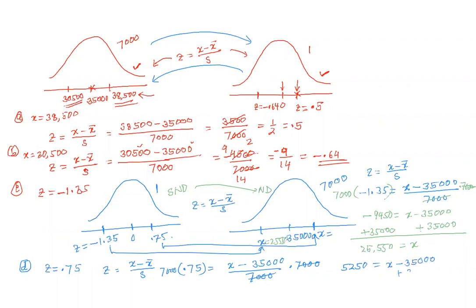If you add 35,000 to both sides, it's going to be 40,250 on the left. On the right side, this is just x. So x is 40,250. That's what it is. $40,250.